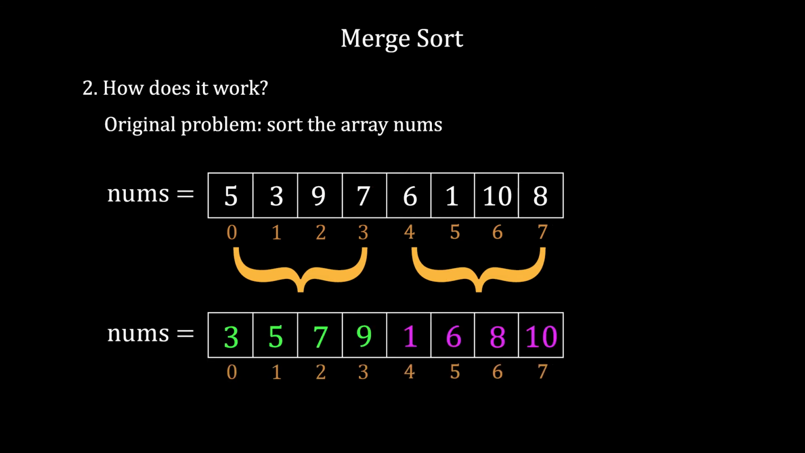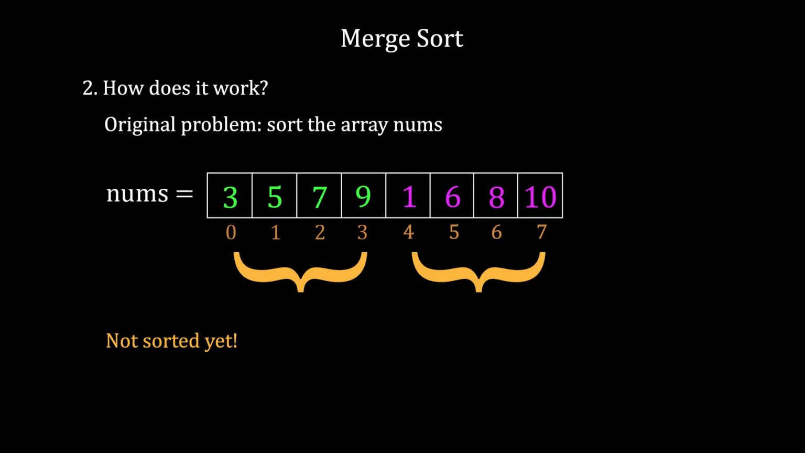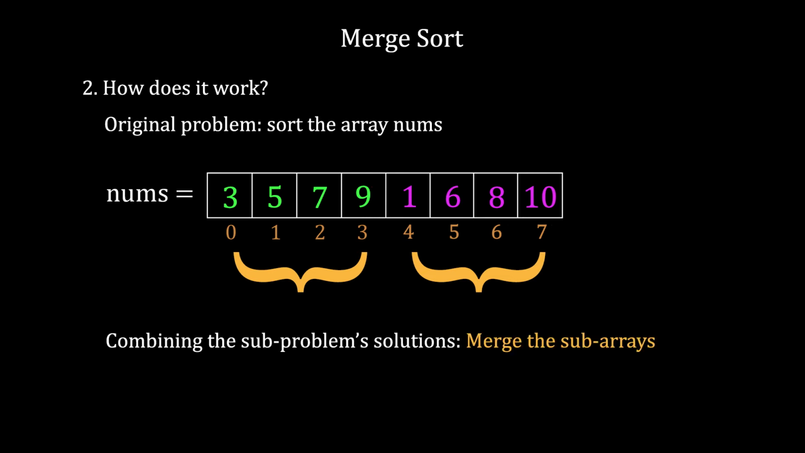So let's suppose that we have solved each of these two sub-problems. Is the array nums sorted? Not yet. Remember that we have to answer a second question when it comes to divide and conquer approaches, and that is how to combine the sub-problem solutions in order to get the original one. Well, what is to be done here is that we have two subarrays that are sorted, and we need to merge these sorted subarrays into the bigger one.